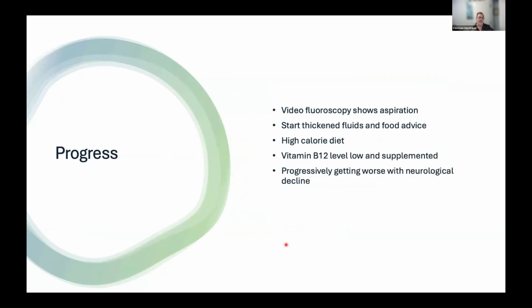More information. She had a video fluoroscopy which showed aspiration, which is silent aspiration, meaning she didn't cough, it just goes in, and it's most probably the cause of all of her recurrent pneumonias. She started on some thickened fluids and was given advice on what foods to eat and how to limit aspiration. She was given a high-calorie diet. Her vitamin B12 level was low, so she started supplementation of vitamin B12, but she was progressively getting worse with neurological decline.